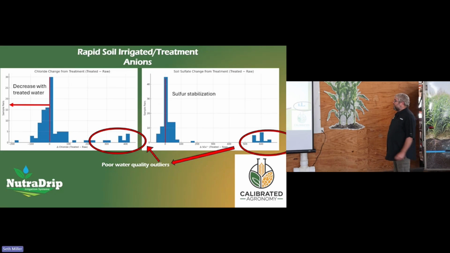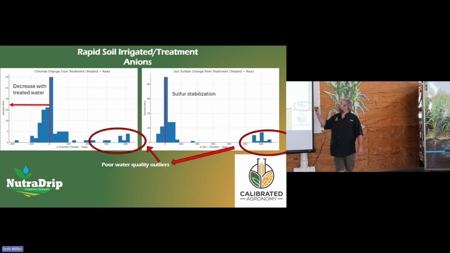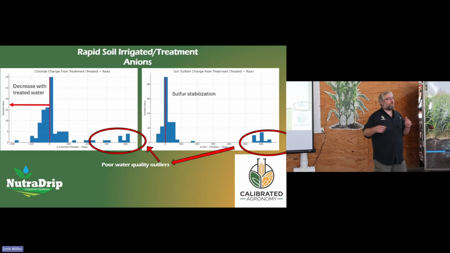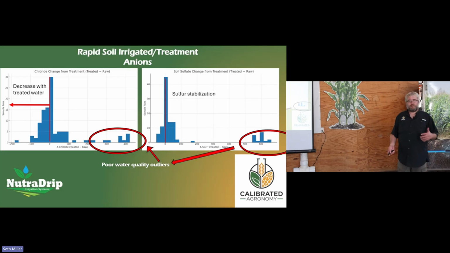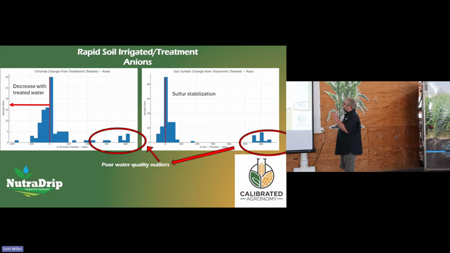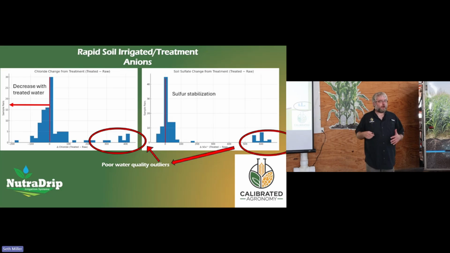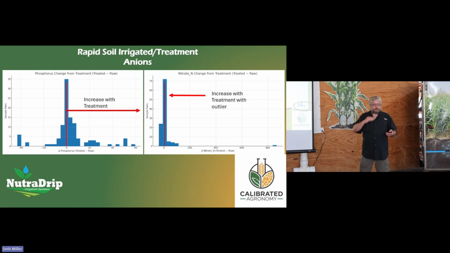And we move over to the anions. So in general, we're moving the other way on our chloride. This is chloride and this is sulfur. So we can kind of stabilize the sulfur. Sometimes we run into situations where we just have high levels and we increase them even more and they're just hard to deal with. Like I said, these are our poor water quality spots we're finding. But on the chloride in general, we have some outliers where it increases, but in general, we're on this side of zero. And in a lot of these moderate quality waters, we can affect that with products and lower those.